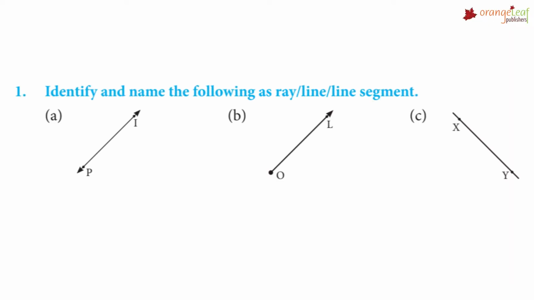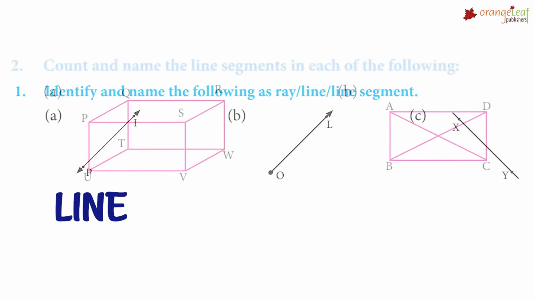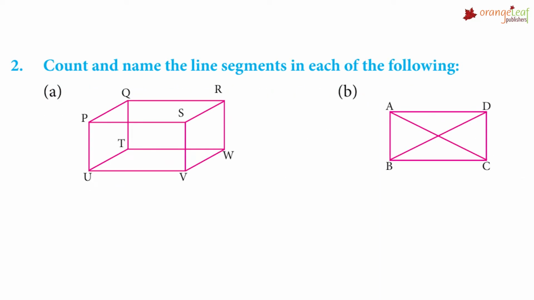Now I hope you understood that. Let's test it with an exercise. Let's identify the name of the following. Here we can see that PI extends in both directions. Thus, PI is a line. We now have to count and name the line segments.